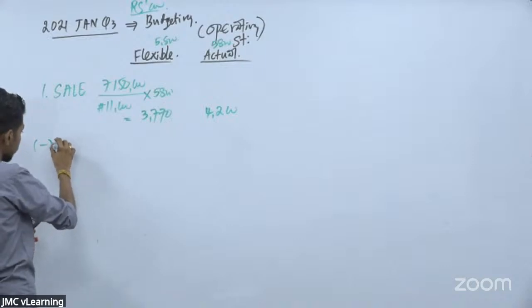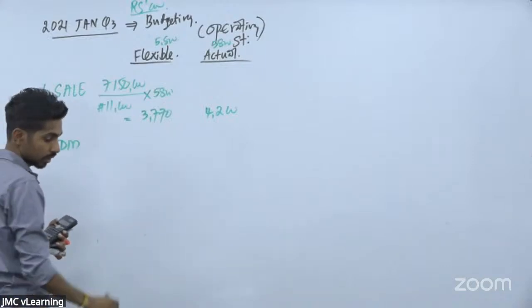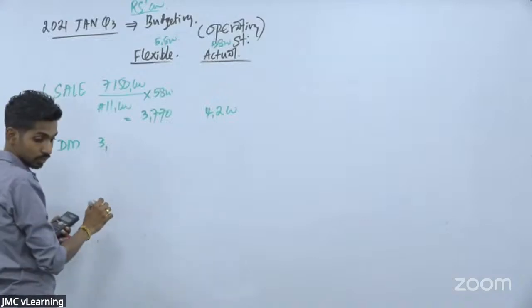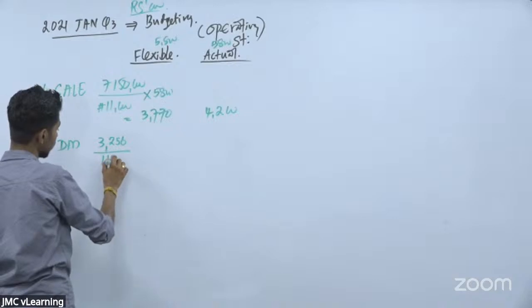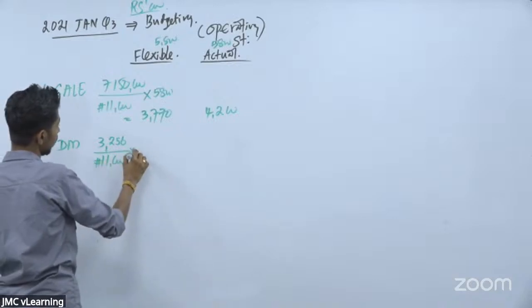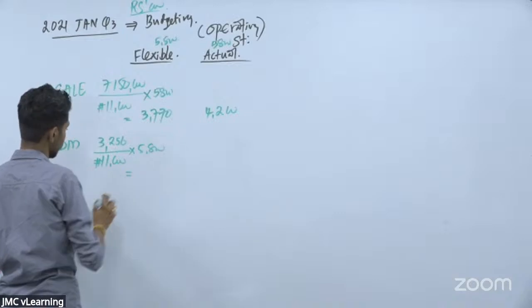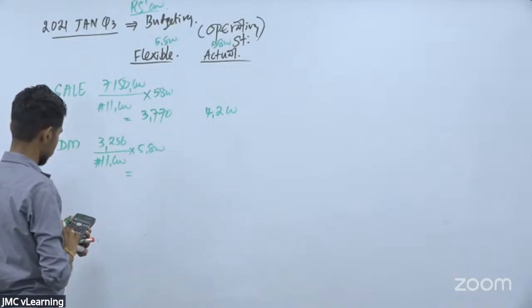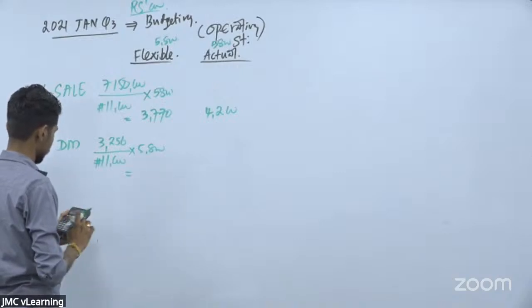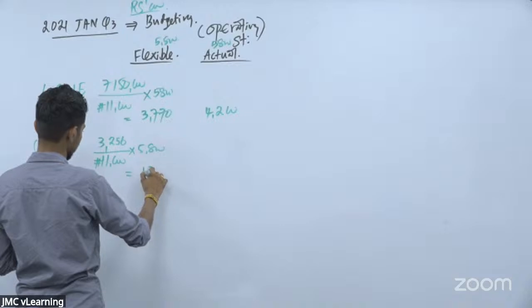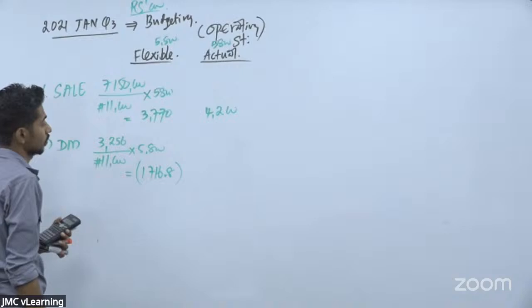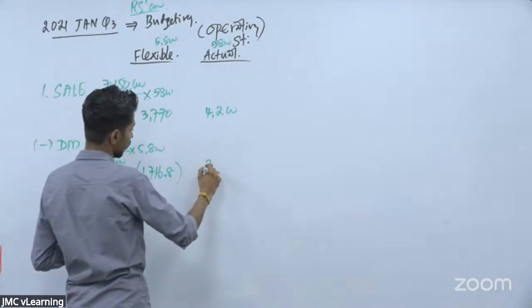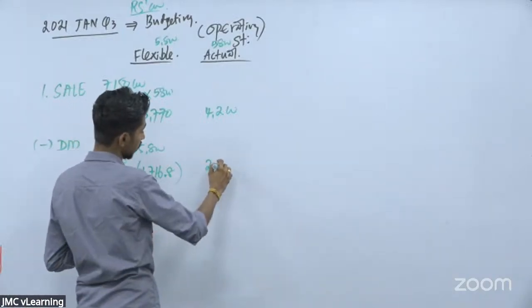What is the first one? Direct material, DM. Direct material is how much? 3,250. That is the variable cost. Then divided by 11,000 multiplied by 5,800. How much? 1,716.8. Then actual 2,360.